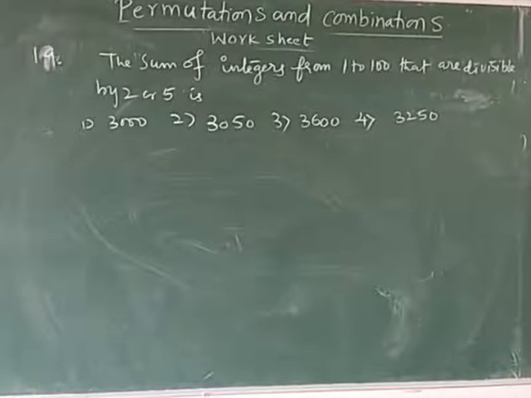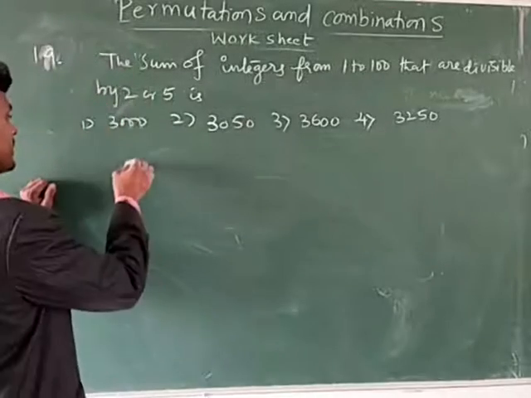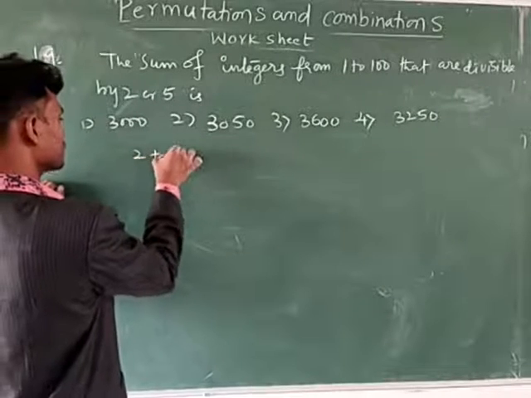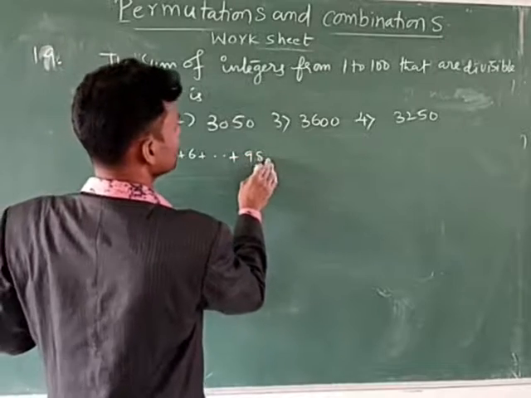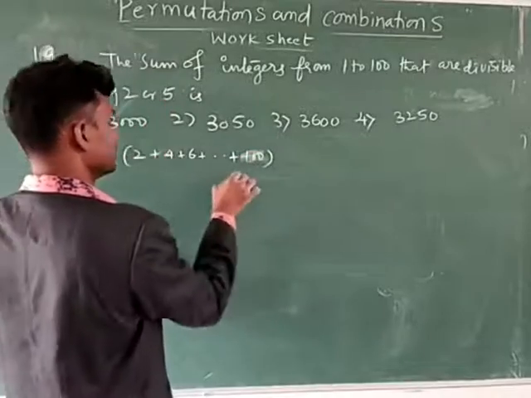Next question: the sum of integers from 1 to 100 that are divisible by 2 or 5. Here the numbers divisible by 2: 2 plus 4 plus 6 plus, and so on. The last number is 90, from 1 to 100. Then you can take 100 also.